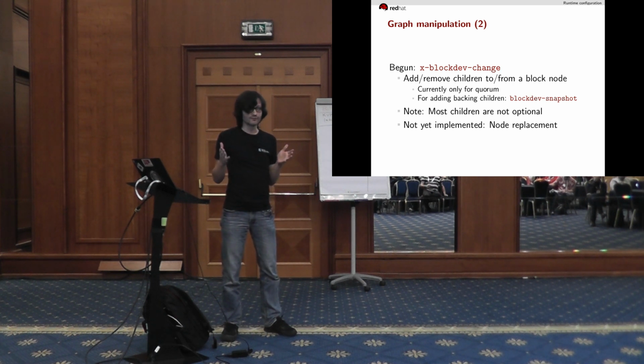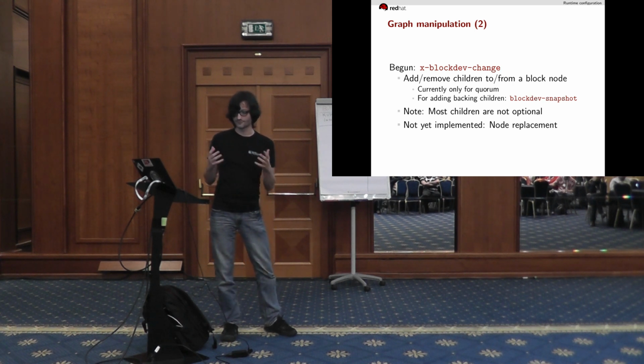But for instance, a QCOW2 file always needs its file child. It cannot function without it, because it needs some place to store its metadata, some place to get its metadata from. And that's how most children are. You cannot detach them and attach them at will.